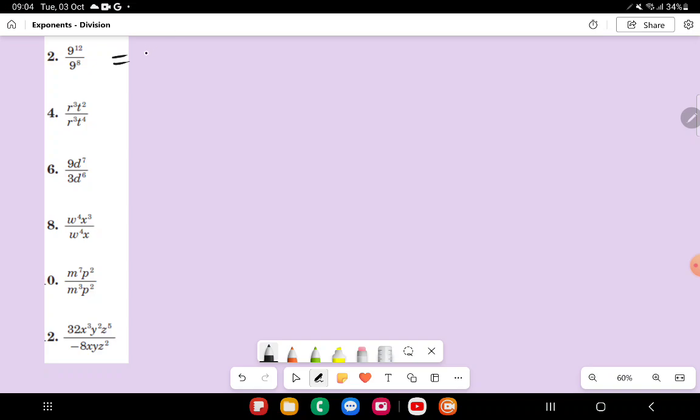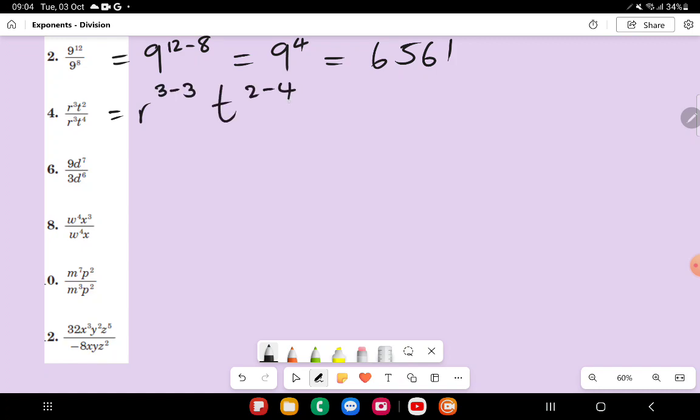Question number 2. I have 9 to the power of 12 minus 8, which gives me 9 to the power of 4. Here I've got r^(3 minus 3), t^(2 minus 4), which gives me what? 3 minus 3 is 0. So r^0, t^(minus 2).